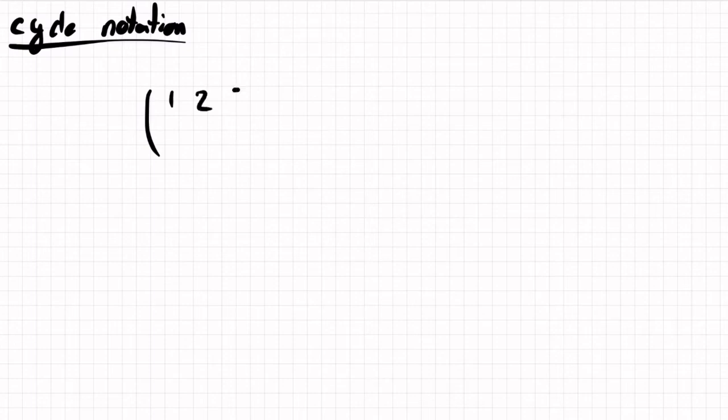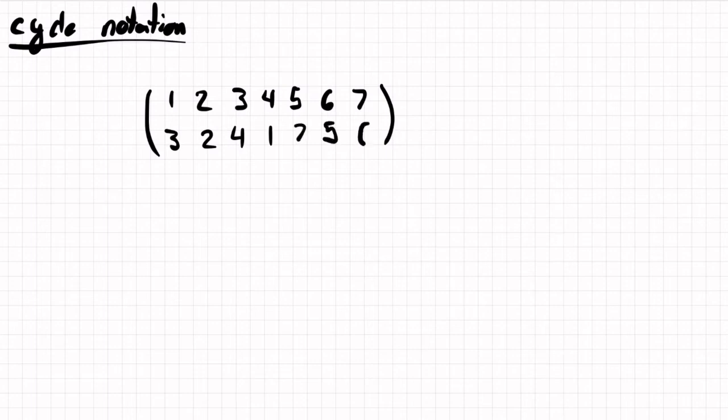So let me draw a random permutation. Let's make it be in S7, and I'll say 1 goes to 3, 2 goes to 4, 1, 7, 5, 6, something like this. All right. The way that cycle notation works is we think of this permutation in terms of its cycles. And by that, I mean this.